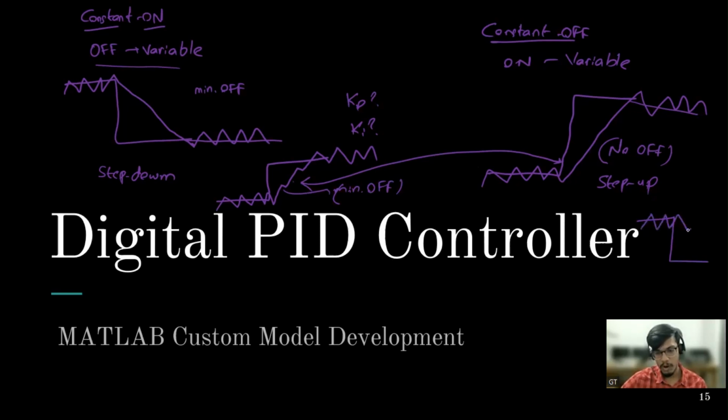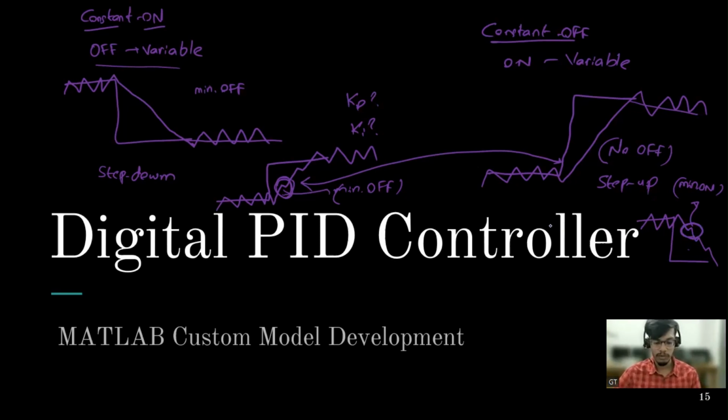So minimum on time, constant off, minimum on, constant off. So this is minimum on time. Constant off time step down transient is not as fast as constant on time step down transient. That is a trade-off, because of this minimum off circuit here and minimum on circuit here. This will make the transient response somewhat slower, but it does not mean it is slow.